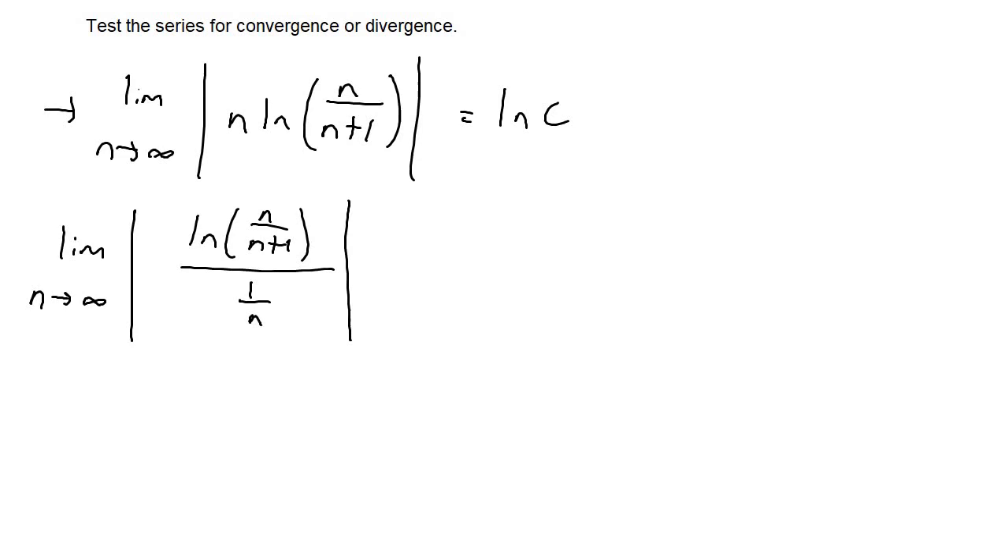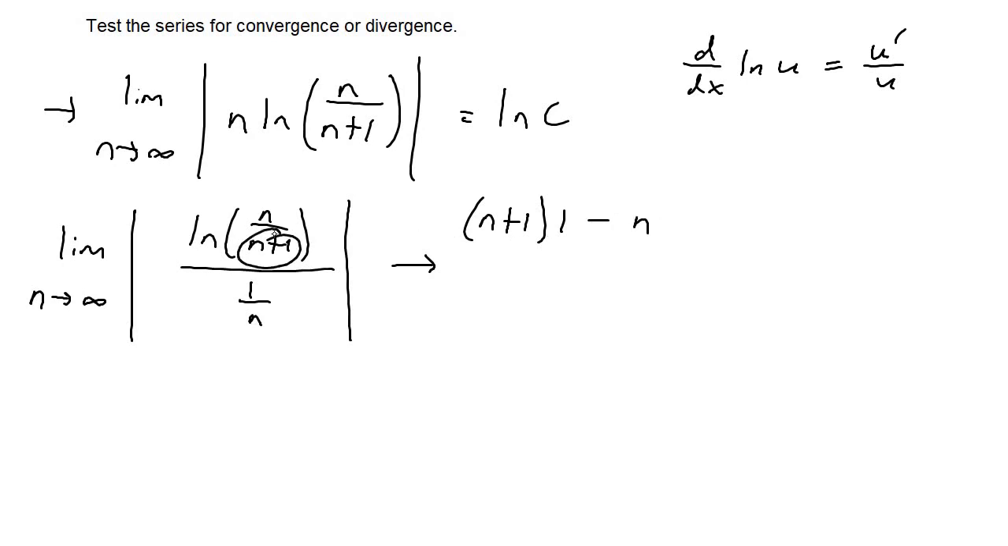Now once again, in L'Hopital's rule, we're going to take the derivative of the numerator and the derivative of the denominator. Now in order to derive ln of n over n plus 1, let's say you're trying to take the derivative of the natural log of some inside function u. Well, in this case the derivative is going to be u prime over u. So the very first thing we have to do is to take the derivative of n over n plus 1. In this case we just have to use the quotient rule. So once again we take the lower function times the derivative of the higher function, derivative of n is just 1, minus the top function times the derivative of the lower function, derivative of n plus 1 is just going to be 1, all over the lower function squared.